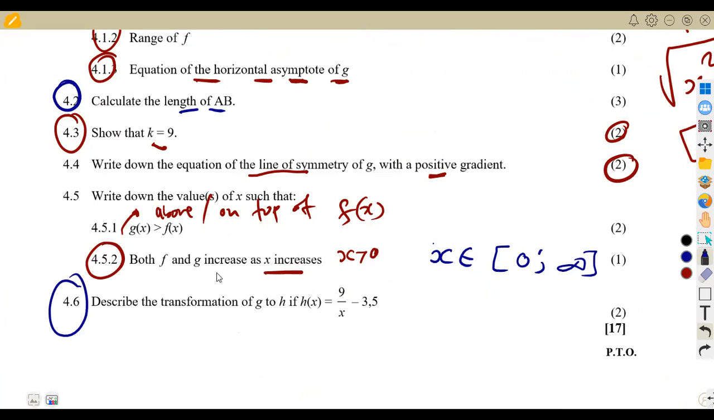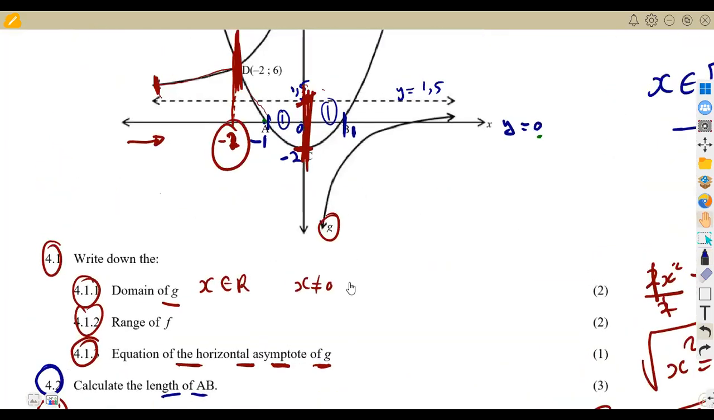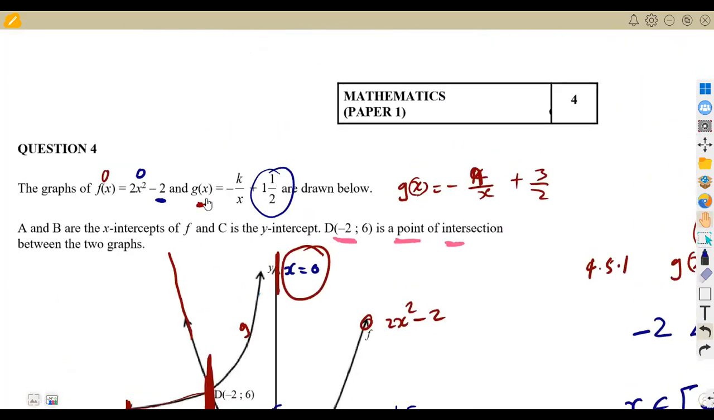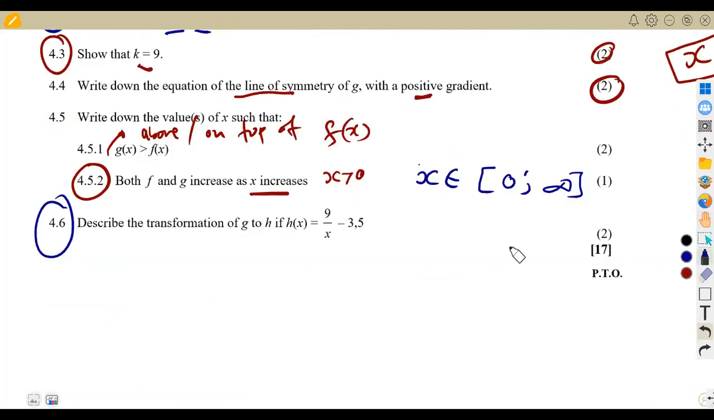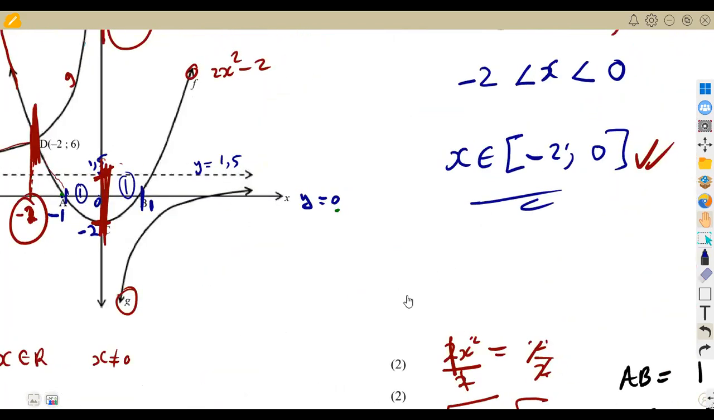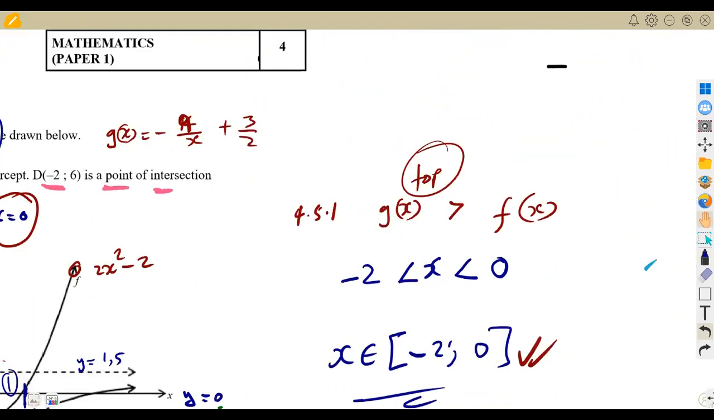All right, then 4.6, determine the transformation of g to h. Let's see our g first. Our g, remember, it was given as g(x) equals minus k over x, and we got our k as 9. So it's going to be minus 9 over x plus 3 over 2, which can be 1,5. 3 over 2 as a decimal is 1,5, right?